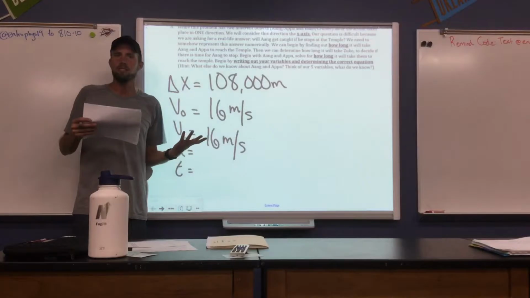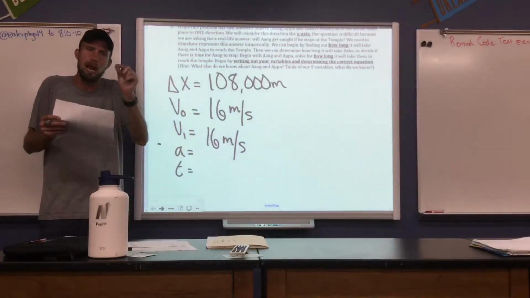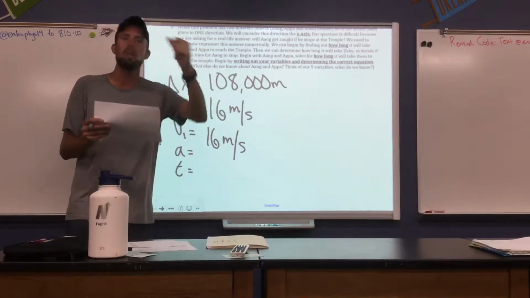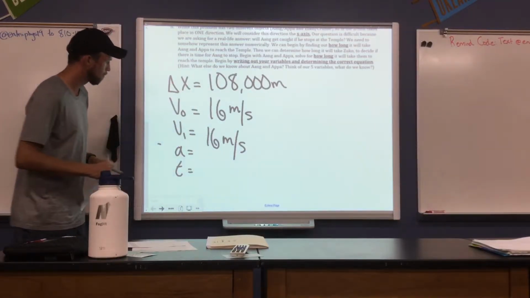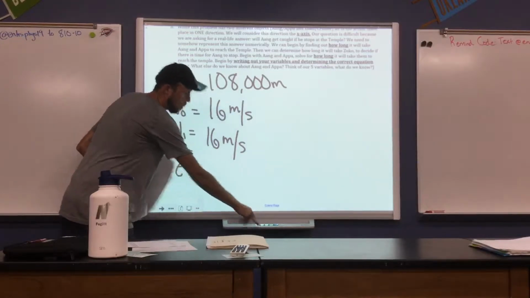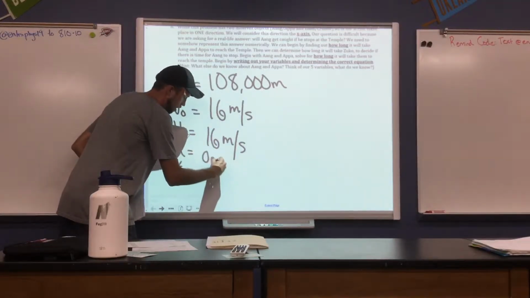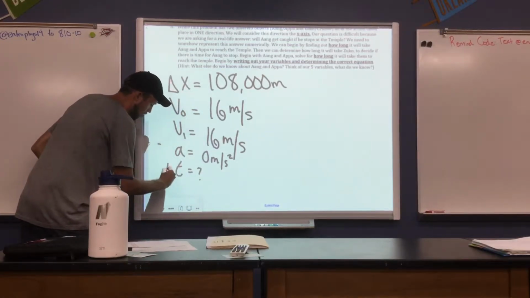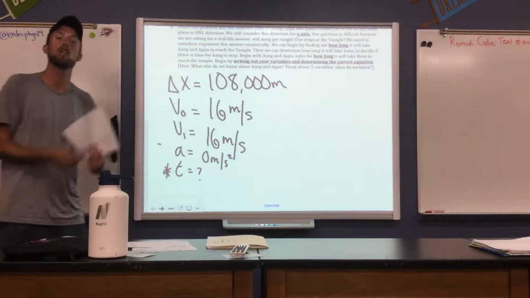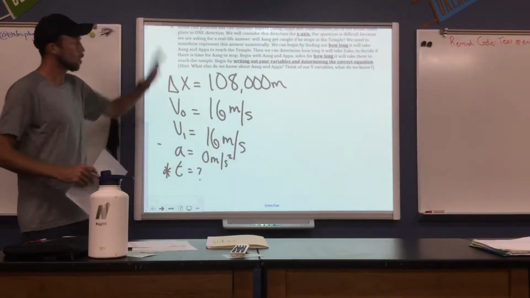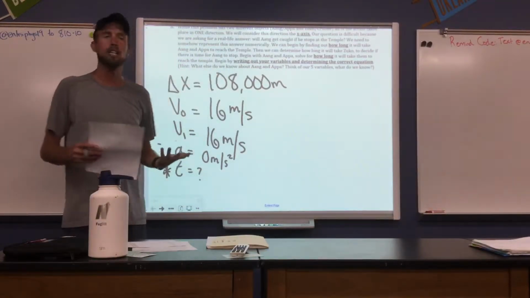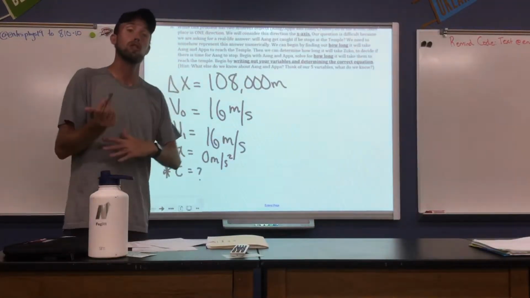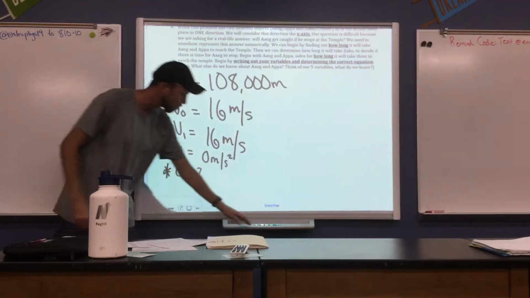Now, realistically, it would take Aang a little bit of time to get up to speed. But that's going to be such a small time, we're going to assume it instantaneously happens. Which means, in this scenario, we don't have any acceleration. That is 0 meters per second squared. And what we're trying to find out here is, what's going on with our time? How long does it take him to arrive? So part B is really just asking us, find the variables. Identify what we know.